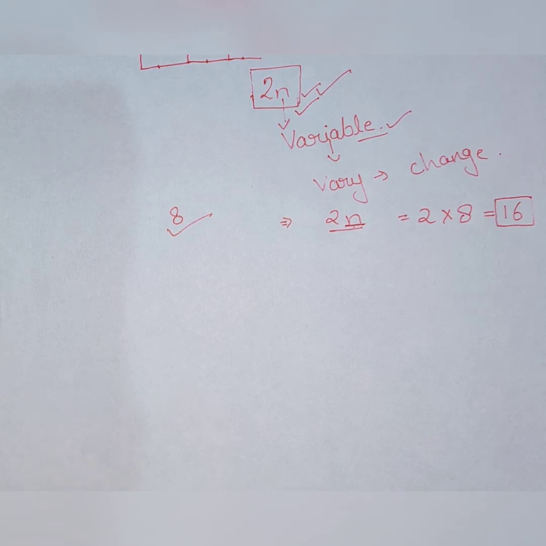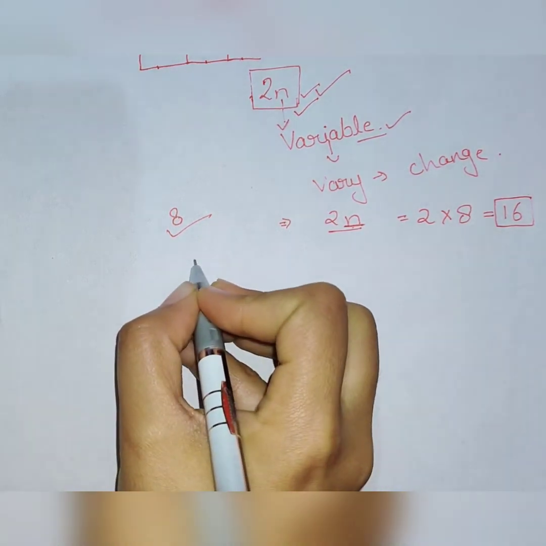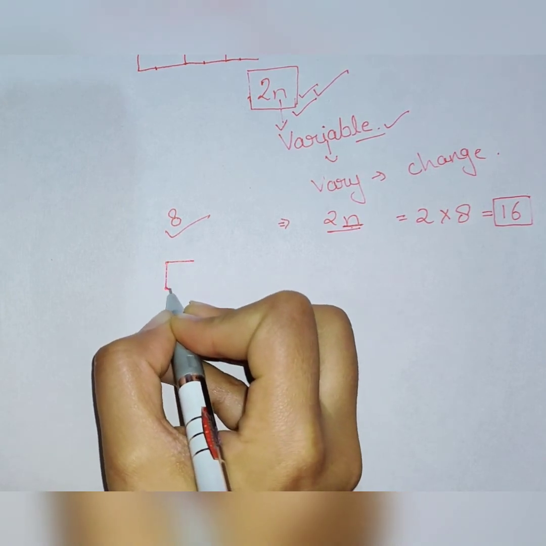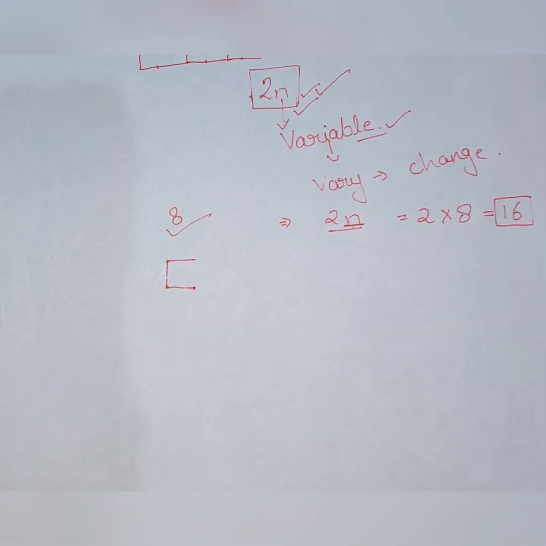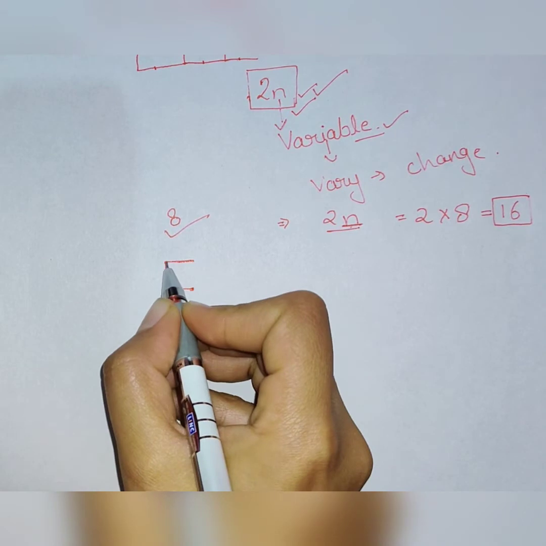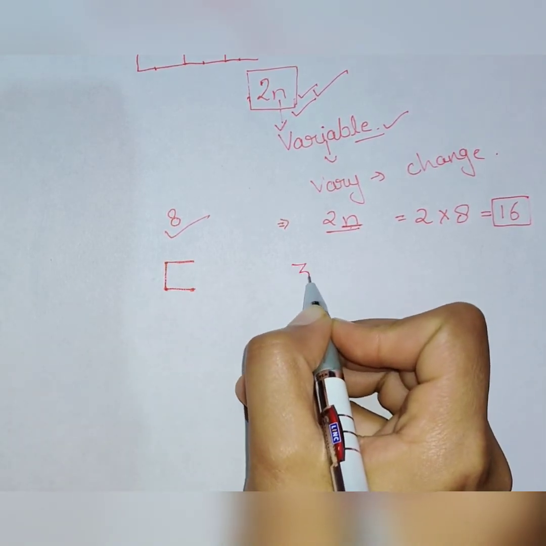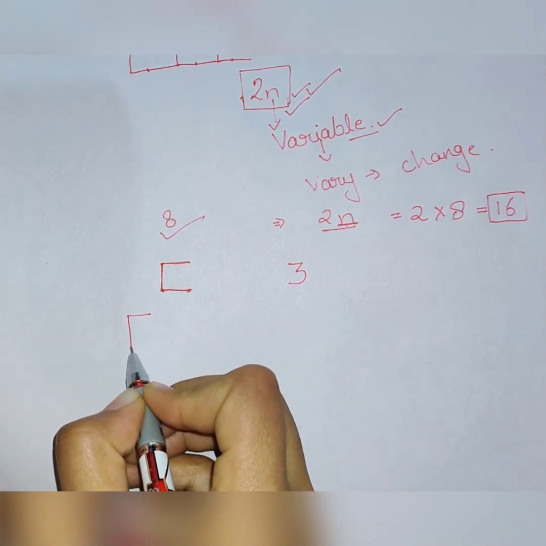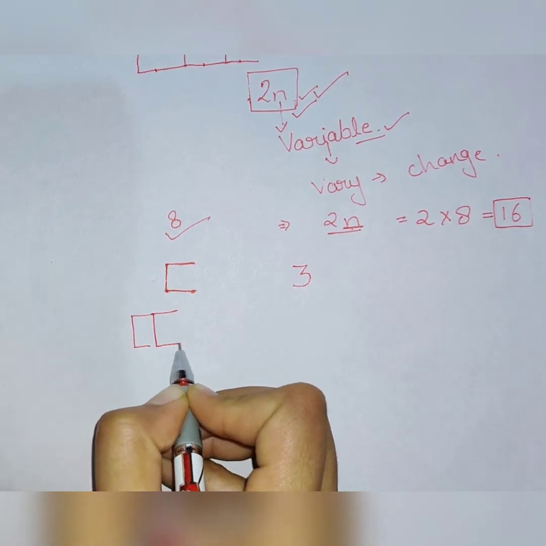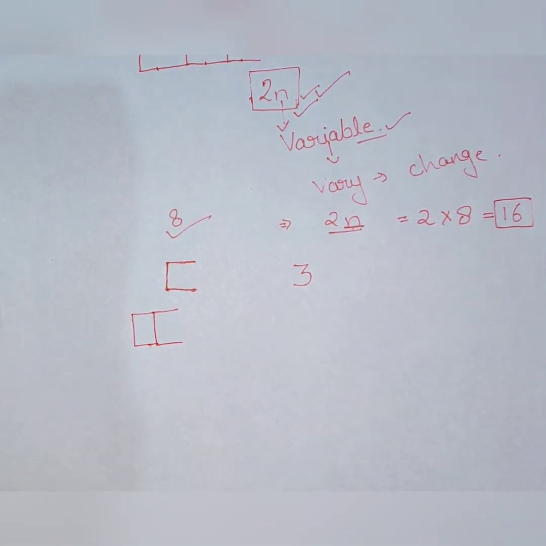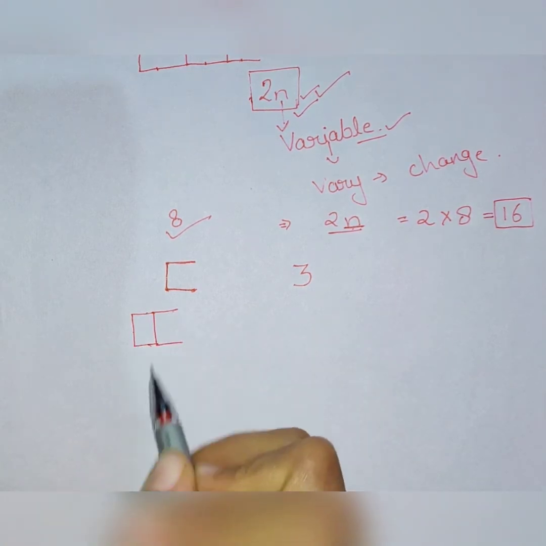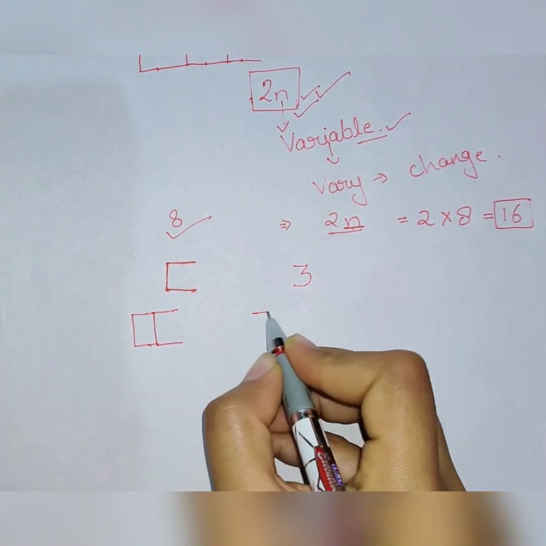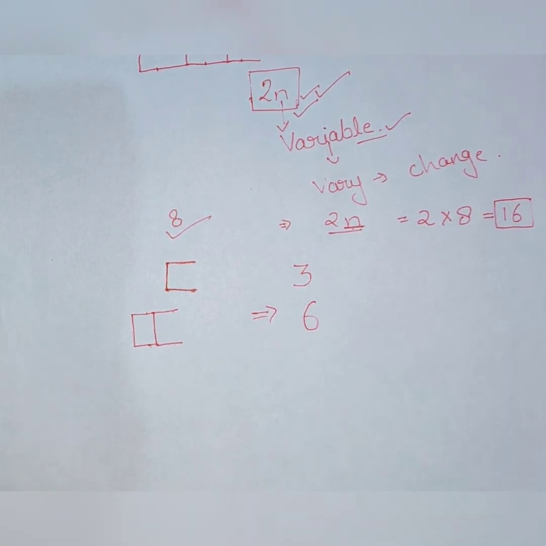Now next, let's take an example of more matchstick patterns. Suppose we are making C using matchsticks. How many matchsticks are used for making 1C? You can see 1, 2, 3. So for making 1C we are using 3 matchsticks. If I make 2C together using matchsticks, how many matchsticks are used here? 1, 2, 3, 4, 5, 6. So the number of matchsticks used for making 2C is 6.